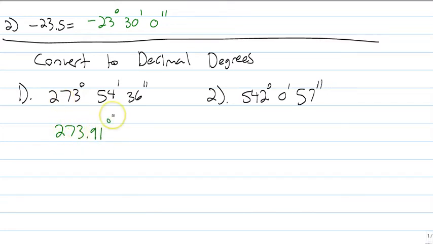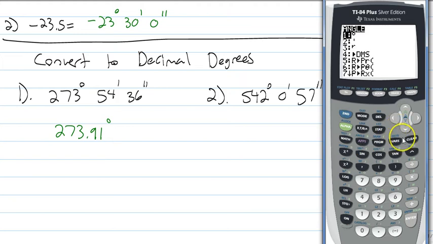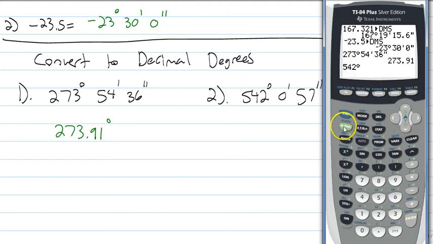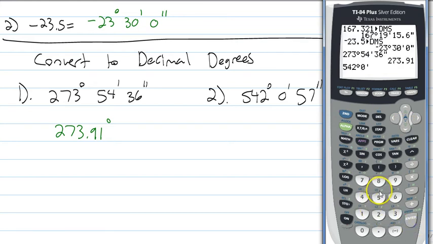273.91 degrees. Why don't you guys pause the video and just try this last one? You do need to include the 0 minutes just to make it work. And if you are done pausing it, here we go. I'm going to go quickly through this one. Remember, the degrees and the minutes are both under the second apps button. And then the seconds are, like I said, alpha plus.